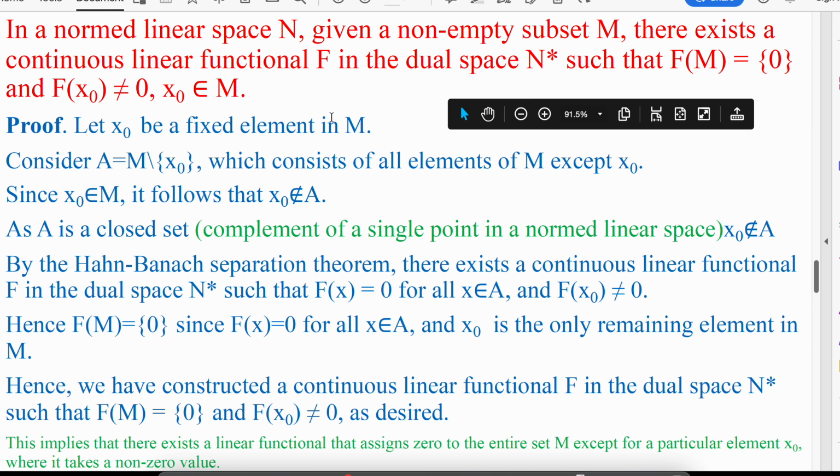And this result says that there exists a linear functional that assigns 0 to the entire set M except for a particular element x naught, where it takes a non-zero value.